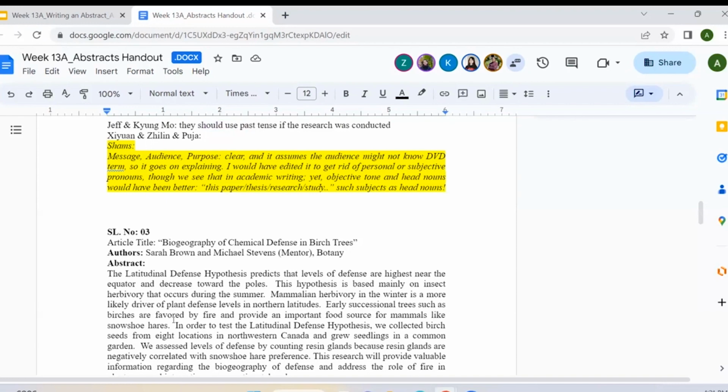So let me write it here. Message, audience, purpose, and structure-wise, IMRD. That's what we're looking for. And beyond that, you can talk about tense, you can talk about flow, but these are the basic necessities in an abstract.